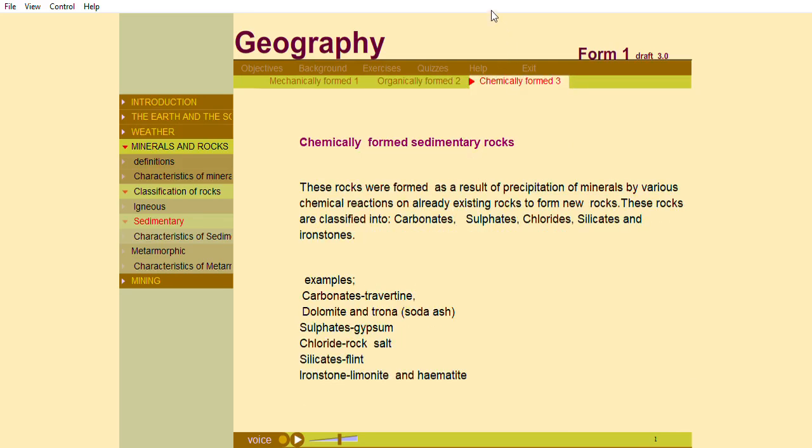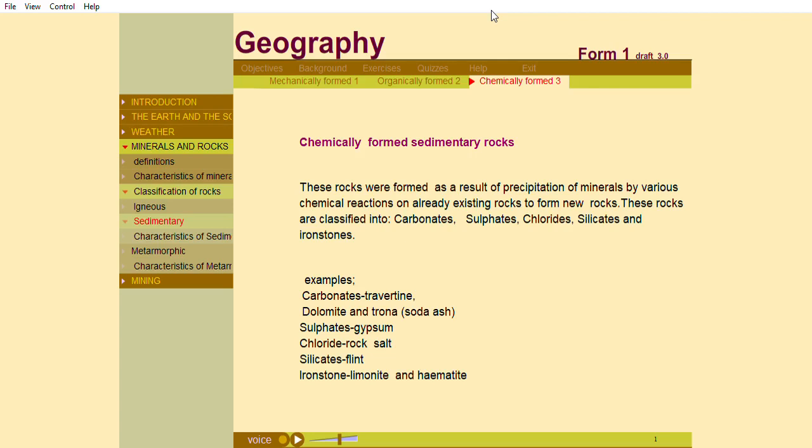Chemically formed sedimentary rocks. These rocks were formed as a result of precipitation of minerals by various chemical reactions on already existing rocks to form new rocks. These rocks are classified into carbonates, sulfates, chlorides, silicates, and ironstones.